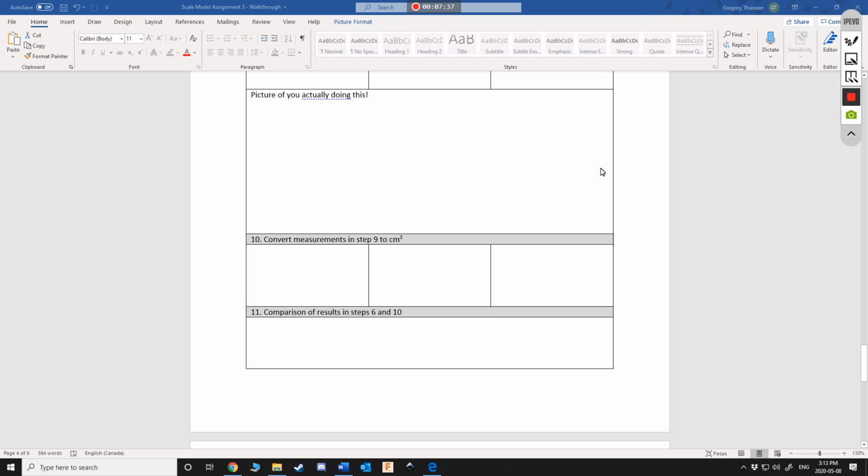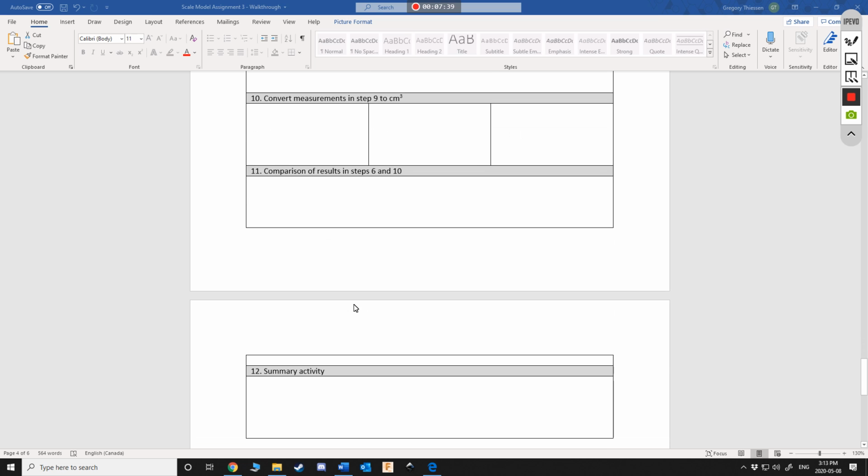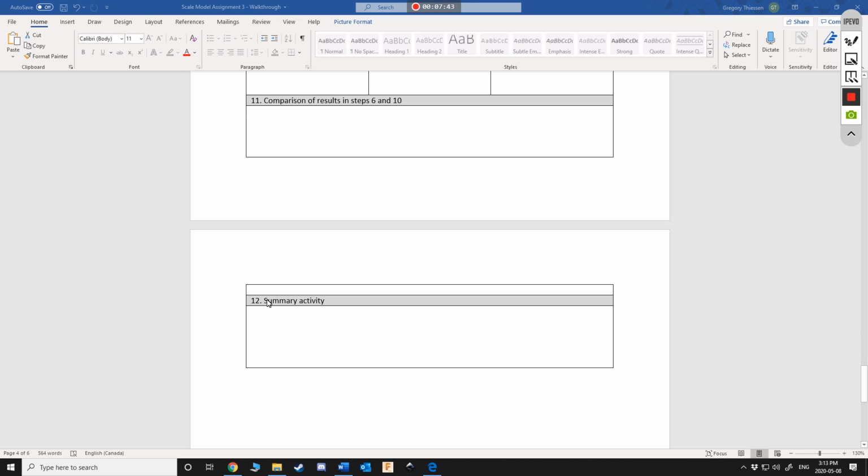And the very last step is a comparison of results. Clearly I did a typo for this one. Summary activity. This will be like a summary of what you've done. So it's basically summarize your findings. Show in a sentence or two or three that you understand what the whole point of this assignment was.